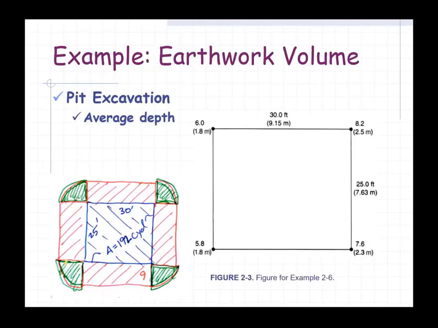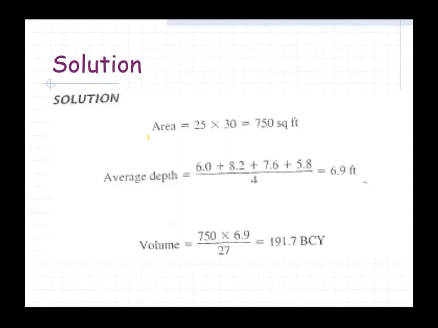So we'll treat this excavation as a pit excavation, and we're going to use the average depth method. Looking at the depth of excavation at these four corners, we get the average depth and determine the volume based upon that information. We take the surface cross-sectional area, 25 feet by 30 feet. That gives me a surface area of 750 square feet.